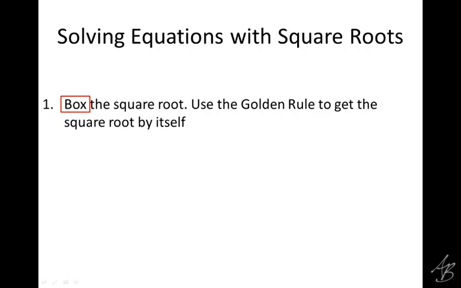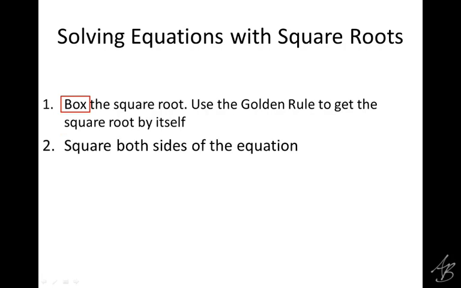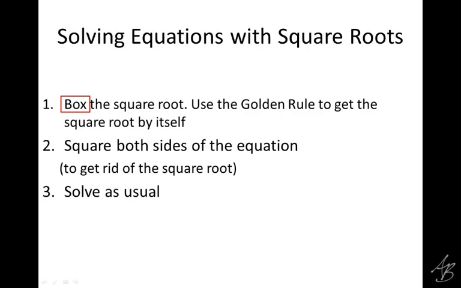Once we have the square root by itself, we're going to have to get rid of it. So how do we get rid of a square root? What's the opposite of a square root? A square. So we're going to use a square to get rid of the square root. Once we have the square root by itself, we square both sides of the equation to get rid of the square root. Once it's gone, we might have some other stuff involved in the equation, so we just solve as usual, using inverse operations to get rid of anything else that is with the variable.